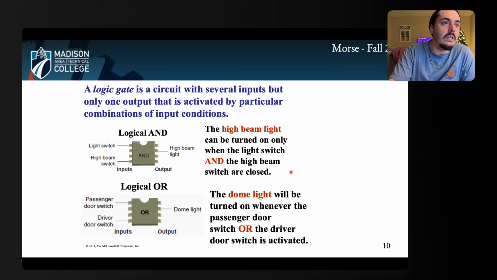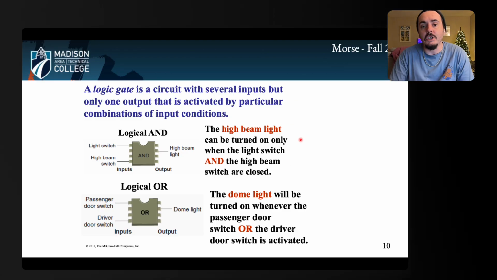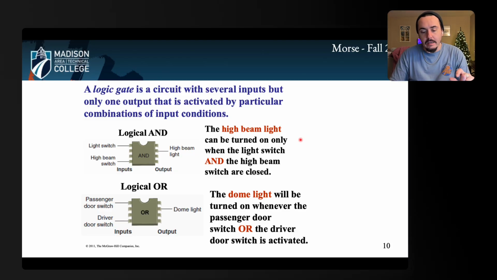Here are two separate examples. We have the high beams in your car. The high beams in your car only turn on if you have the high beam switch turned on and you already have your lights on. If you don't have your normal lights on, then your high beams are not going to come on. So this requires both of those things. It's an AND type of logic gate.